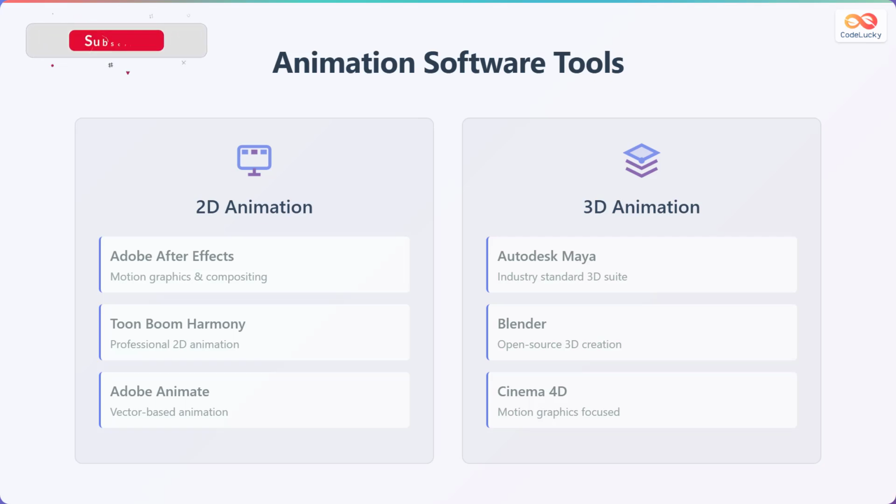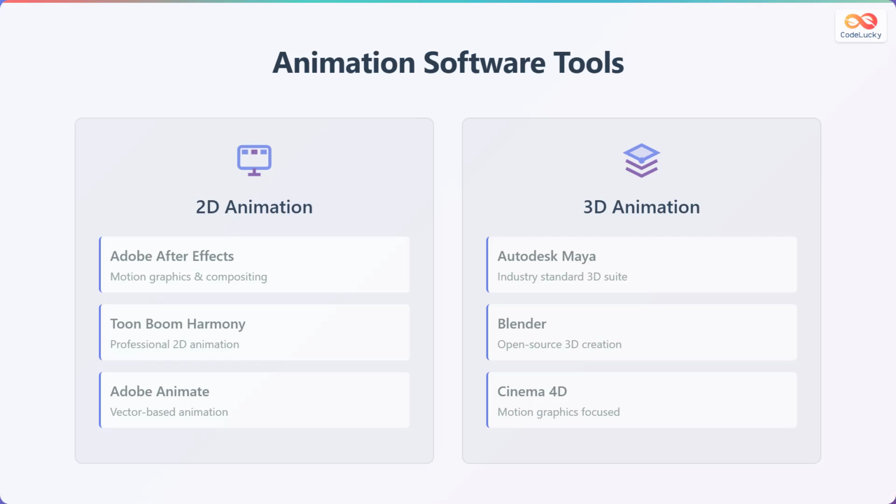Professional animation relies on specialized software tools designed for different types of animation work. For two-dimensional animation, Adobe After Effects serves as the industry standard for motion graphics and compositing, allowing artists to create complex visual effects and animated sequences. Toon Boom Harmony provides comprehensive tools specifically designed for professional two-dimensional animation production, offering features for traditional frame-by-frame animation and modern digital techniques. Adobe Animate focuses on vector-based animation, making it ideal for web content and interactive media.